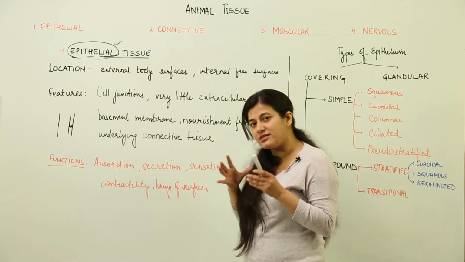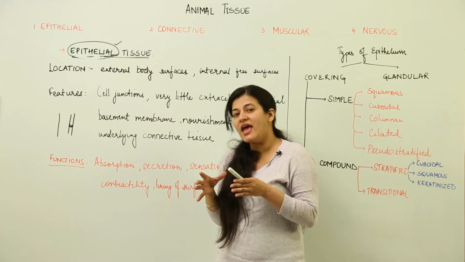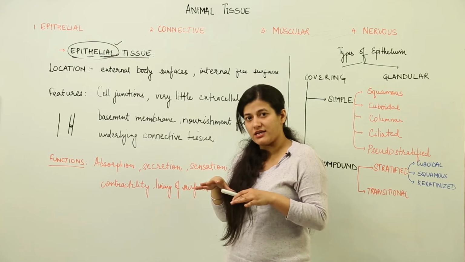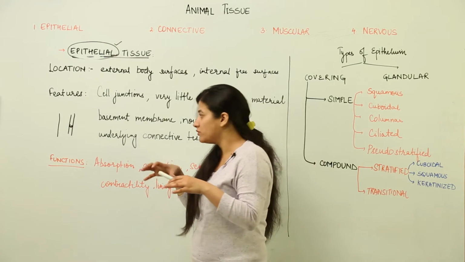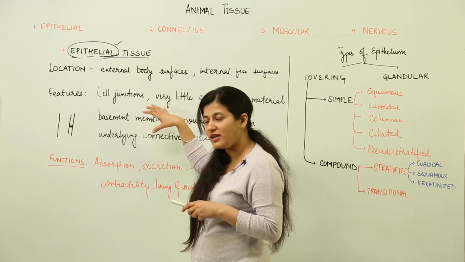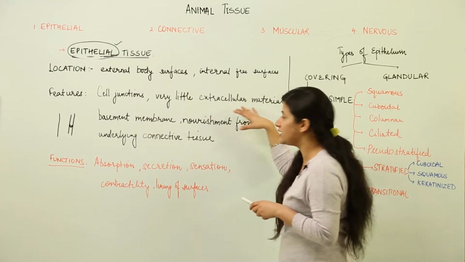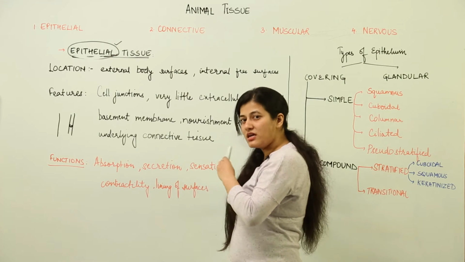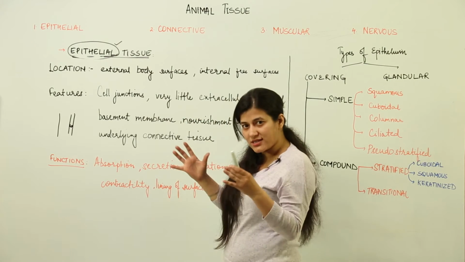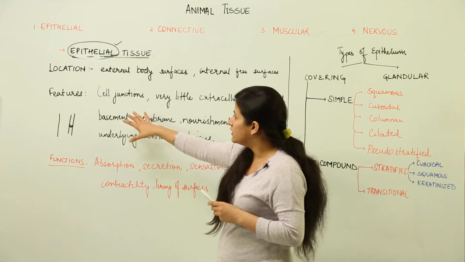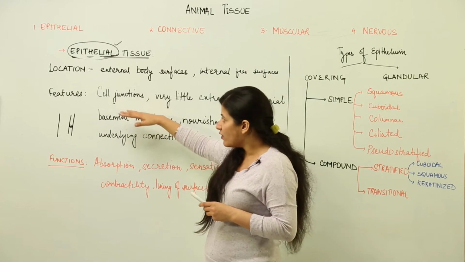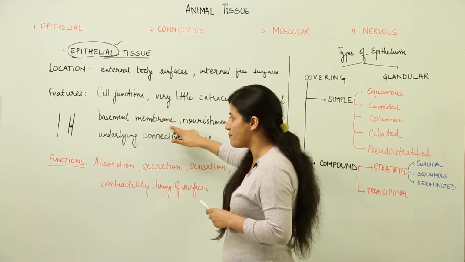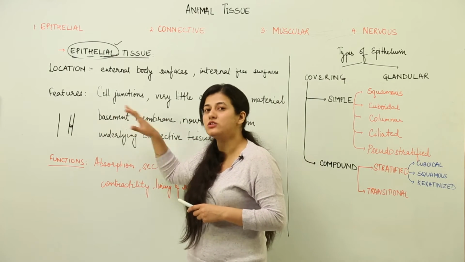That means the intercellular spaces would also be less, and the extracellular fluid would also be very less. That means the crowded nature of this tissue is very clear from the fact that very little extracellular material is present. It is making the boundaries, it is making the surfaces. So all the cells are packed together with proper cell junctions, and all these cells are arranged like a wreath on a basement membrane. The basement membrane is non-cellular.